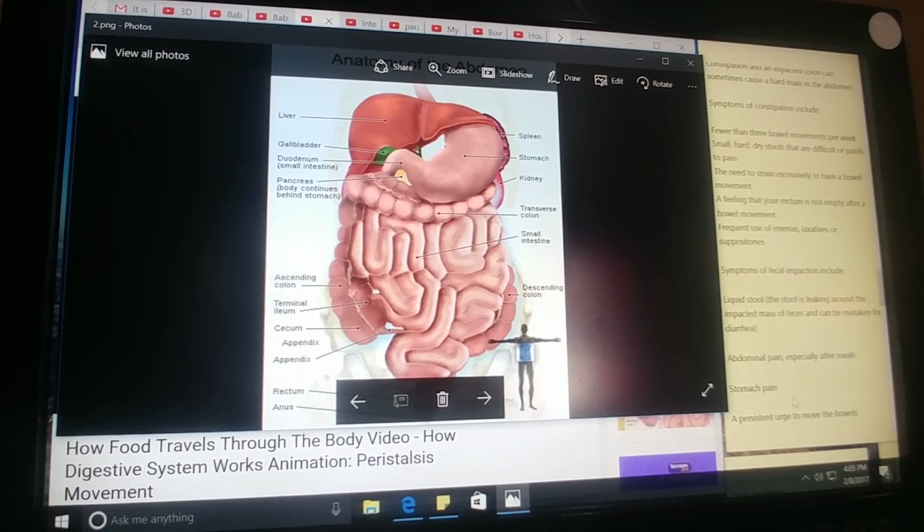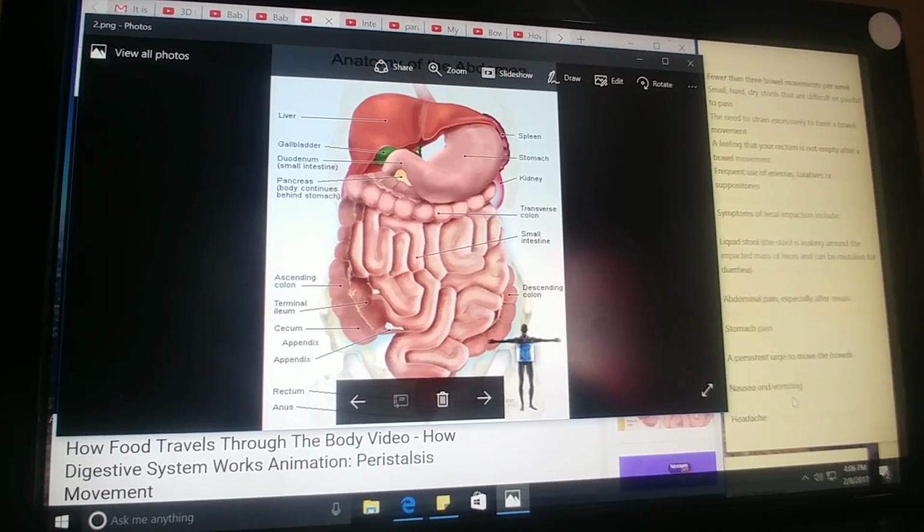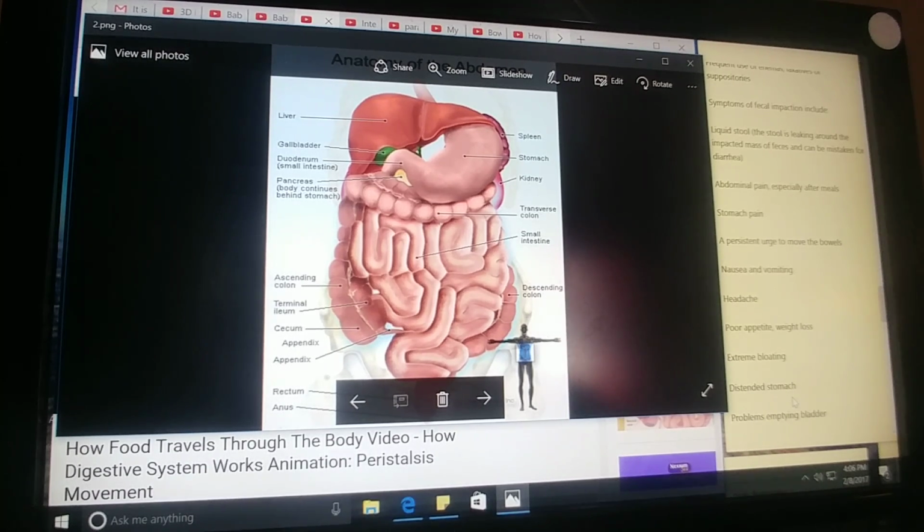Symptoms of constipation include fewer than 3 bowel movements per week, small, hard, dry stools that are difficult or painful to pass, the need to strain excessively to have a bowel movement, a feeling that your rectum is not empty after a bowel movement, or frequent use of enemas, laxatives, or suppositories. Symptoms of fecal impaction include liquid stool, where the stool is leaking around the impacted mass of feces and can be mistaken for diarrhea, abdominal pain, especially after meals, stomach pain, a persistent urge to move the bowels, and nausea and vomiting.